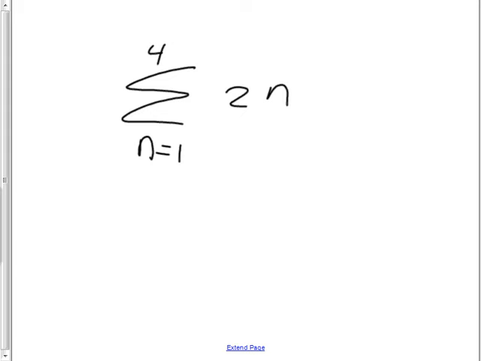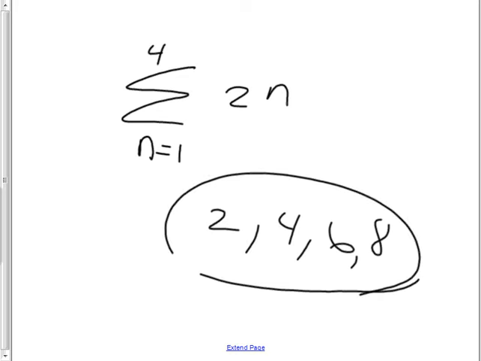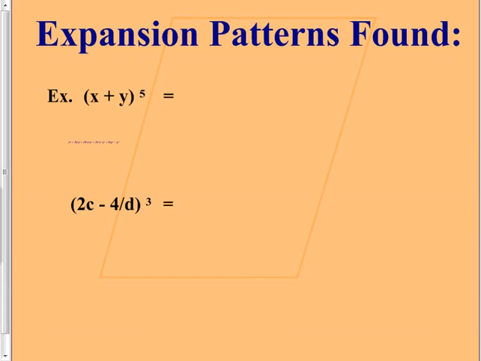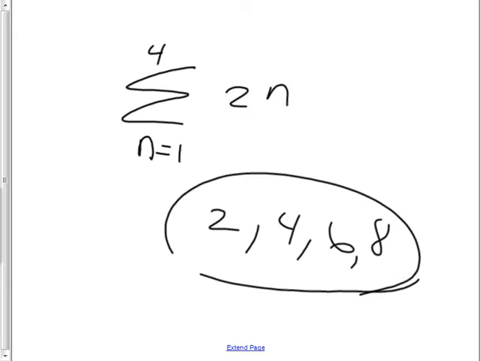So the first term, you just stick in 1, and you get 2 times 1 is 2. Stick in a 2, you get 4. Stick in a 3, you get 6. Stick in a 4, you get 8. Raise your hand if you had that right. Okay, good. So the binomial theorem has something like that, but it also has these in it.